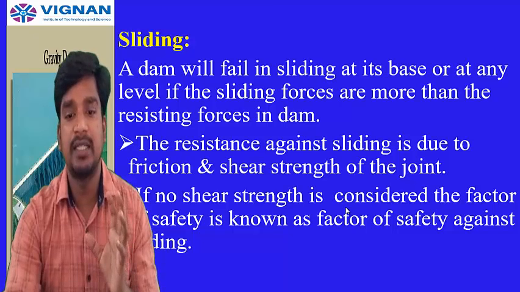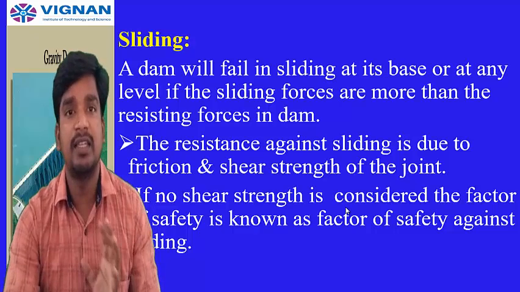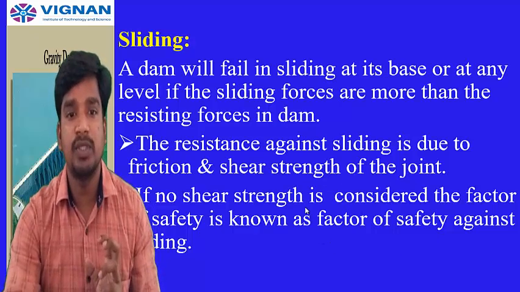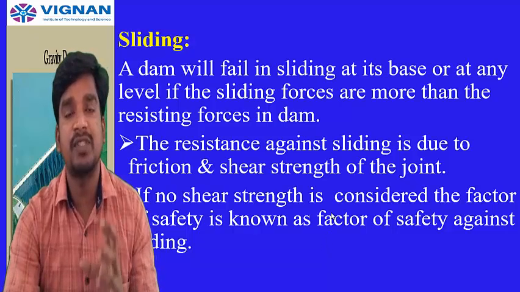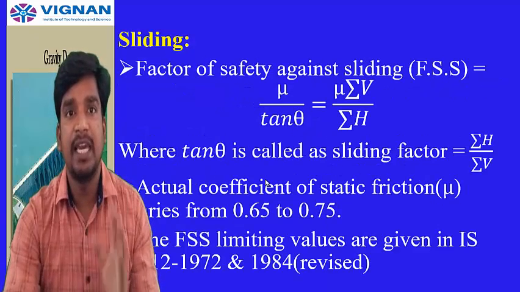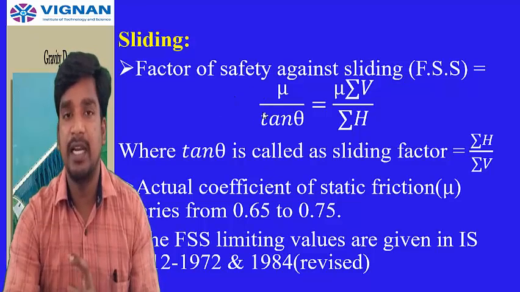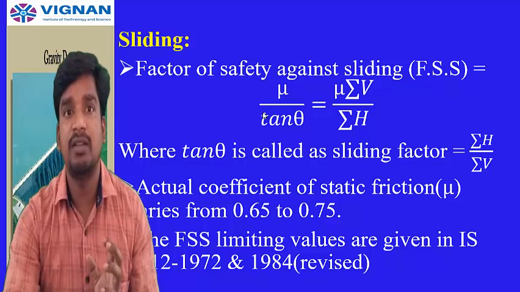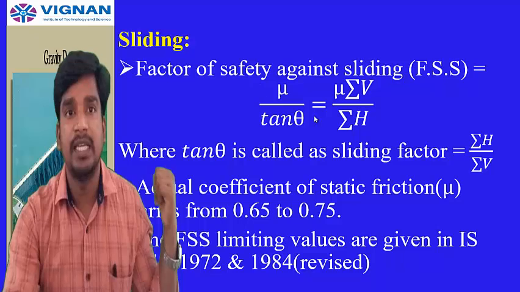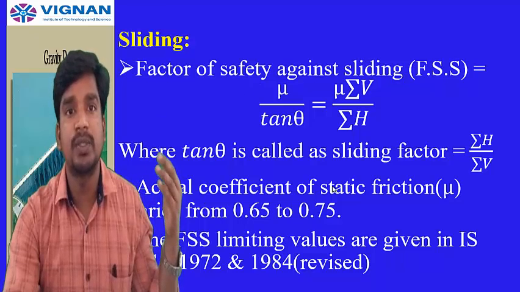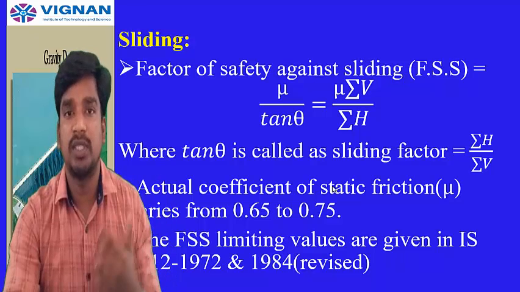So then only it is considered as factor of safety against sliding if no shear strength is considered in the design. Suppose if shear strength is not considered in the design, then we are calling it as factor of safety against sliding, FSS. So how is this FSS calculated without shear strength? Here the formula is given, that is mu by tan theta, which is equal to mu into summation of vertical forces divided by summation of horizontal forces.